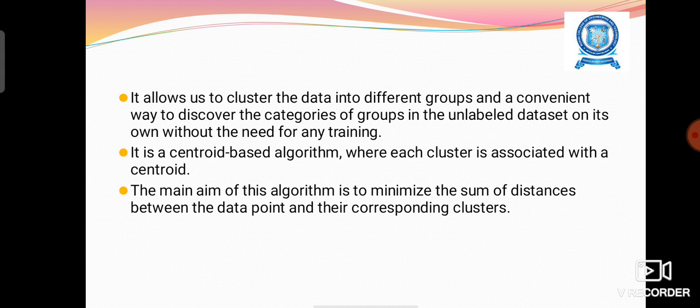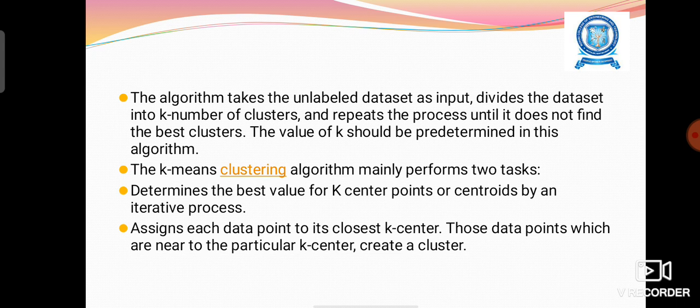It allows us to cluster the data into different groups and is a convenient way to discover the categories of groups in the unlabeled dataset on its own without the need of any training. It is a centroid based algorithm where each cluster is associated with a centroid. The main aim of the algorithm is to minimize the sum of distances between the data points and their corresponding clusters. The algorithm takes the unlabeled dataset as input, divides the dataset into k number of clusters, and repeats the process until it finds the best clusters. The value of k should be predetermined in this algorithm.